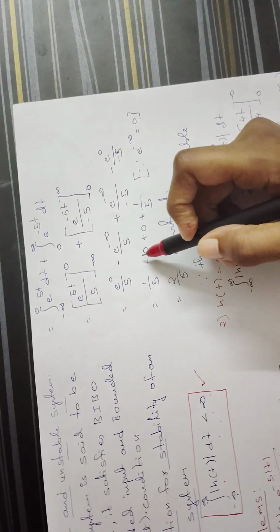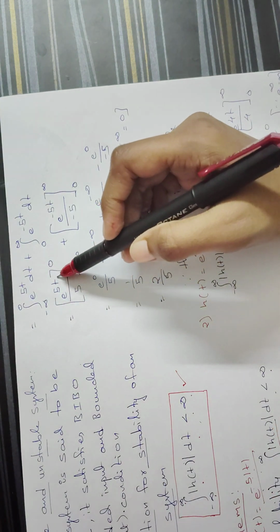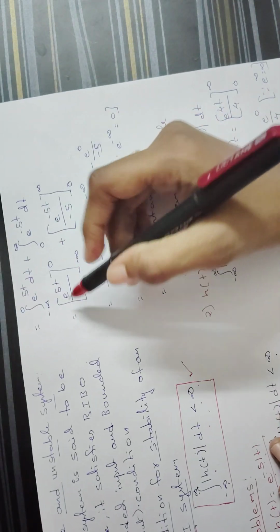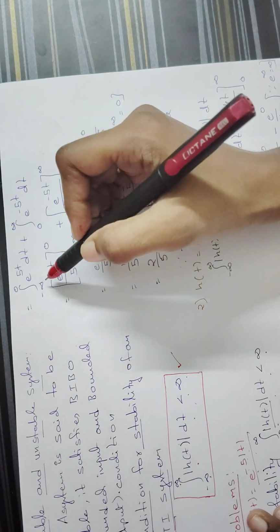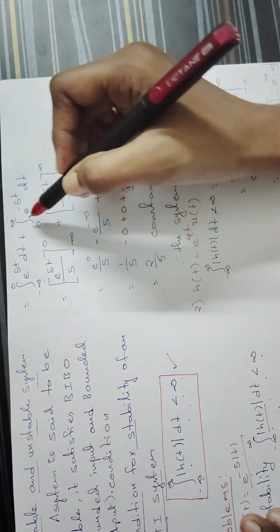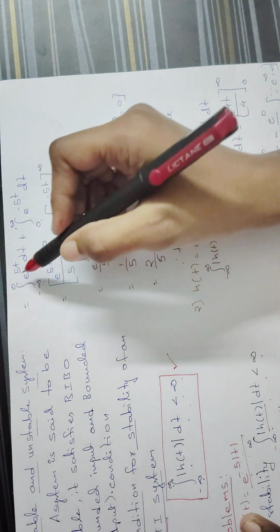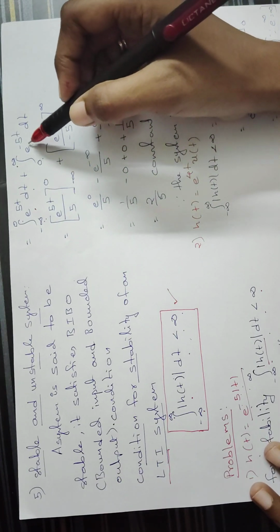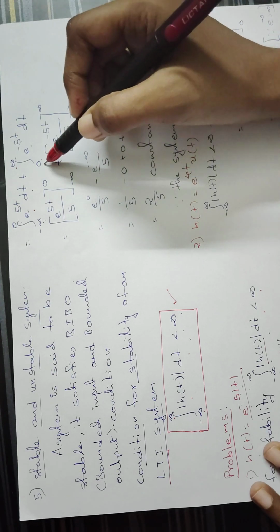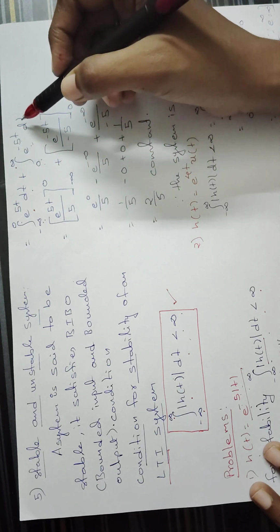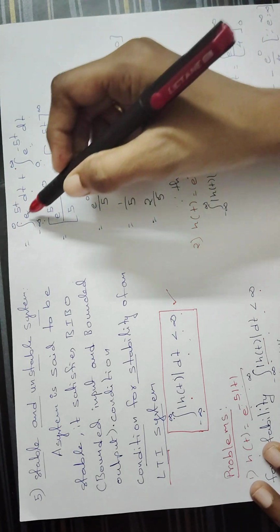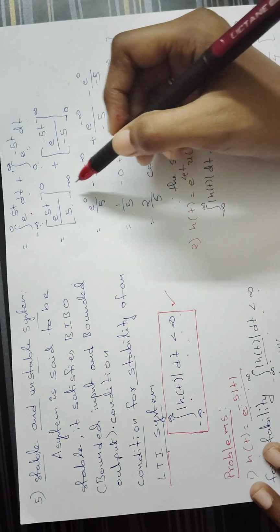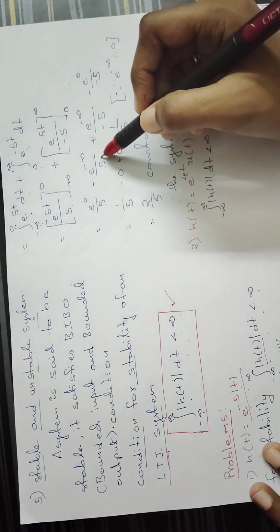Because of the mod t here, you have to separate the integrals from minus infinity to 0 and 0 to infinity. So from minus infinity to 0, the value is e power 5t into dt, plus e power minus 5t, integral 0 to infinity, the value is e power minus 5t into dt. Then integrate these two, so you can get these values. Then substitute upper limit minus lower limit.